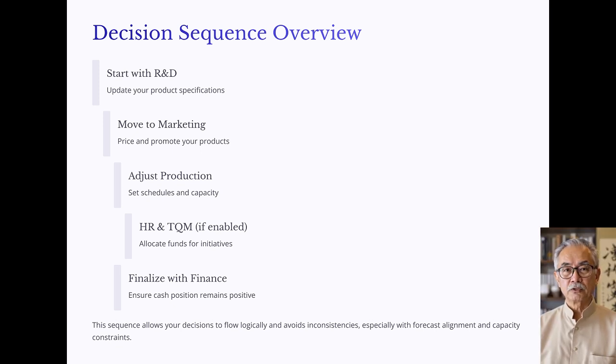Core business functions. Throughout the simulation, you will make decisions in 5 core areas: research and development, R&D, adjust performance, size, and reliability to match market demand. Marketing, set pricing, promo budgets, and sales forecasts. Production, manage capacity, automation, and workforce. Finance, secure funding, manage debt, and ensure liquidity. Optional modules, if enabled, human resources, HR, and total quality management, TQM. Each area impacts the others, so consistency across decisions is crucial.